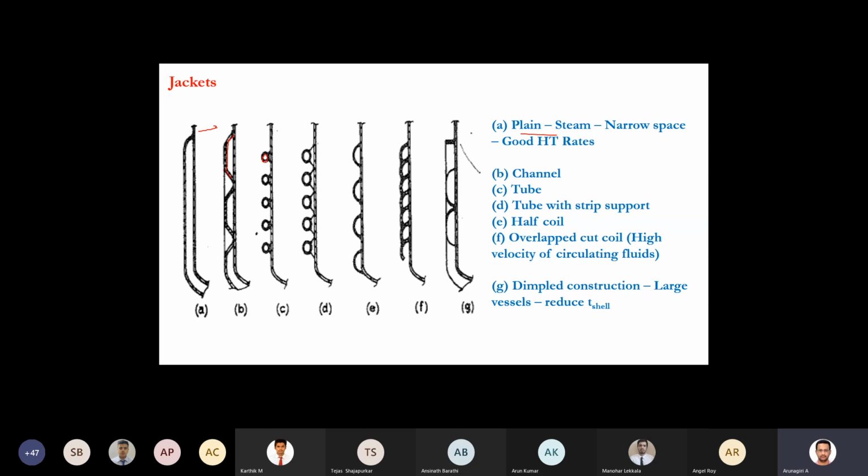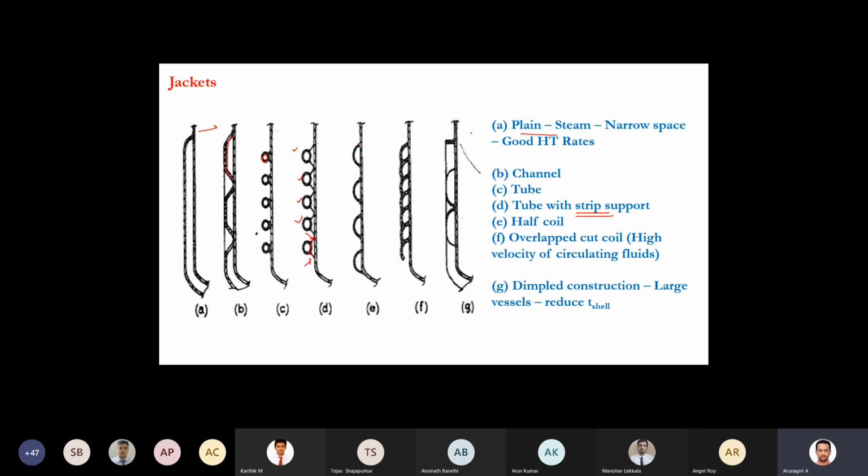If you want more velocity, you have to reduce the cross-sectional or flow area. That's why we go for this tube with strip support. Here, this is directly connected with your wall, but here you are providing the support. Whenever the diameter of the pipe increases, the dead weight of the pipe increases. So we have to provide suitable support through strip arrangements to support your tubes. Or you can go for these half coils.